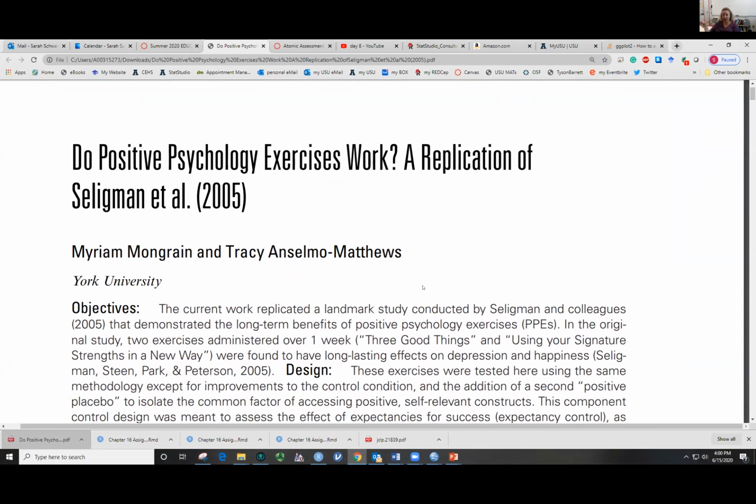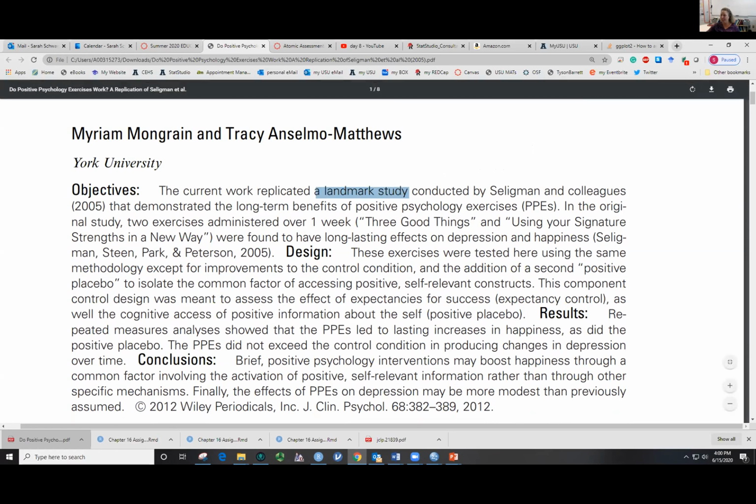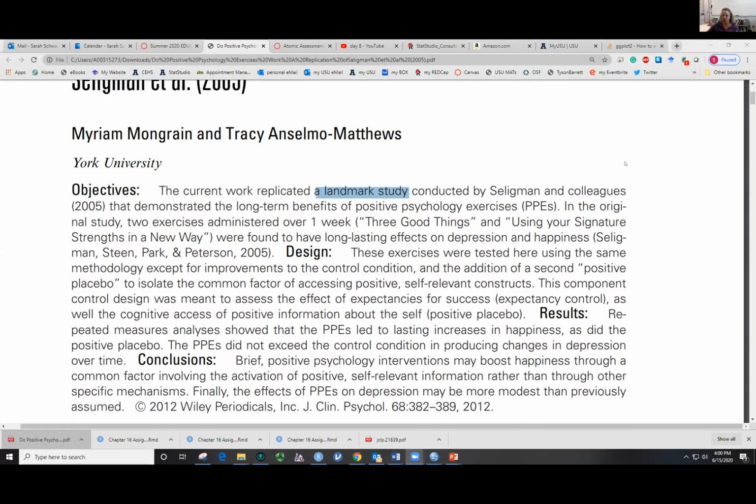So these authors at York University tried to replicate, as close as they could, another study that was done in 2005. And this one was published in 2012. The publication dates ended up being 7 years apart. They're trying to replicate a landmark study. Remember, one study the truth does not make. We need replication because you can never rule out a false positive.